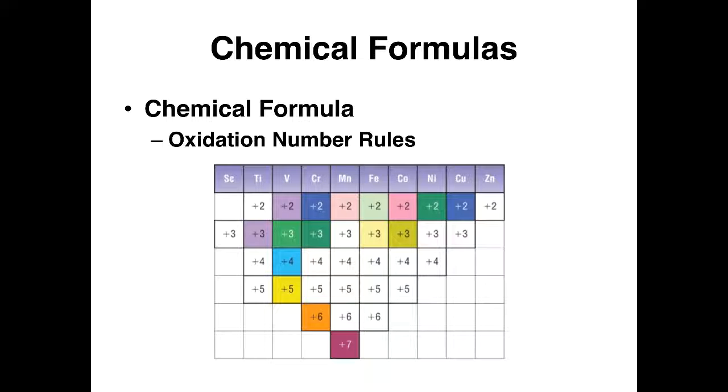Now the transition elements, which are shown here, these are the elements in the middle of the periodic table. They tend to have variable oxidation numbers depending on what they're combined with. So there are no real solid rules for how to determine their oxidation number other than looking at the compound as a whole and figuring it out from that.